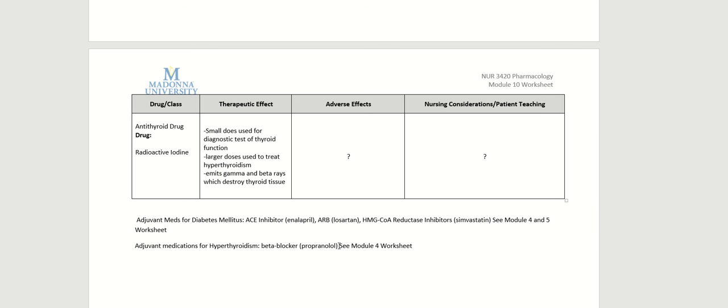Some of the other meds that are listed on the bottom here are adjuvant medications for diabetes. So again, you're going to need to go back to your module 4 and 5 and make sure you understand ACE inhibitors and the ARBs or losartan and your statins or simvastatin, and understand that these are adjuvant medications that we would give to a diabetic patient. So I think that covers mostly.